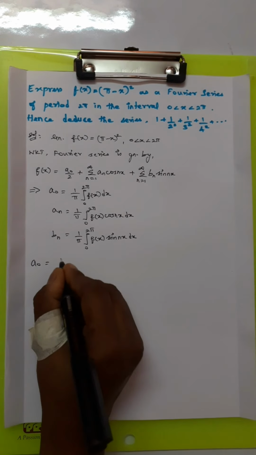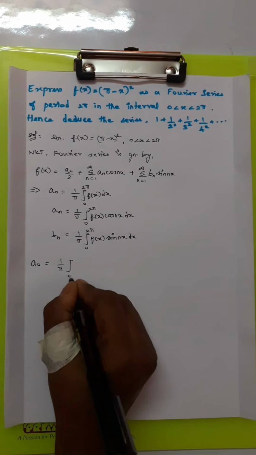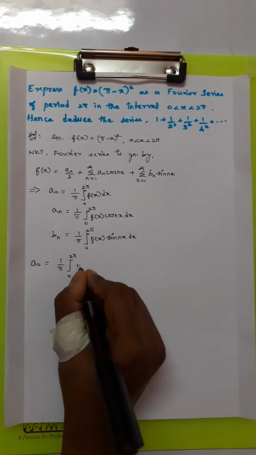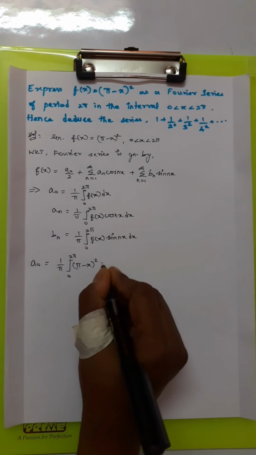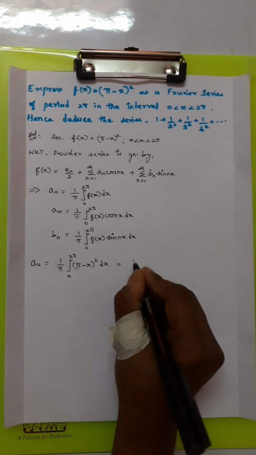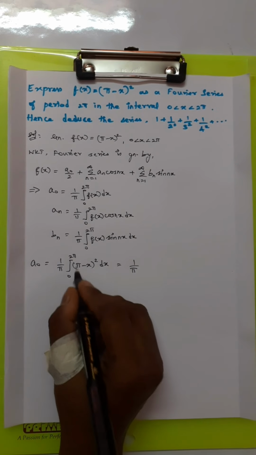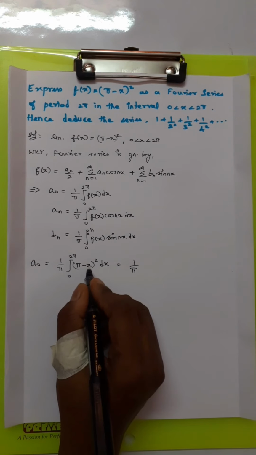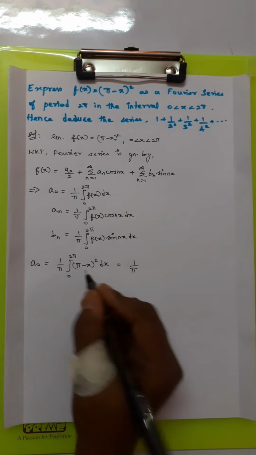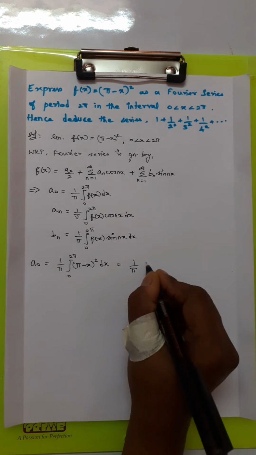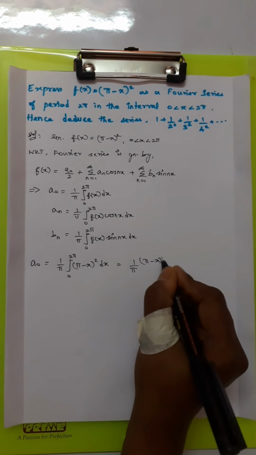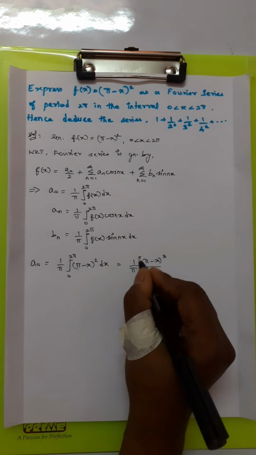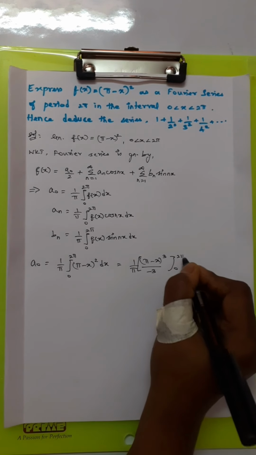A naught is equal to 1 by pi 0 to 2 pi f of x is given by pi minus x the whole square, pi minus x the whole square dx, which is equal to 1 by pi. Either we shall expand this in the form of a minus b the whole square. After expanding it, we shall integrate it, or else we shall integrate it directly like pi minus x the whole cube by 3, and the coefficient of x is minus 1, so minus 0 to 2 pi.